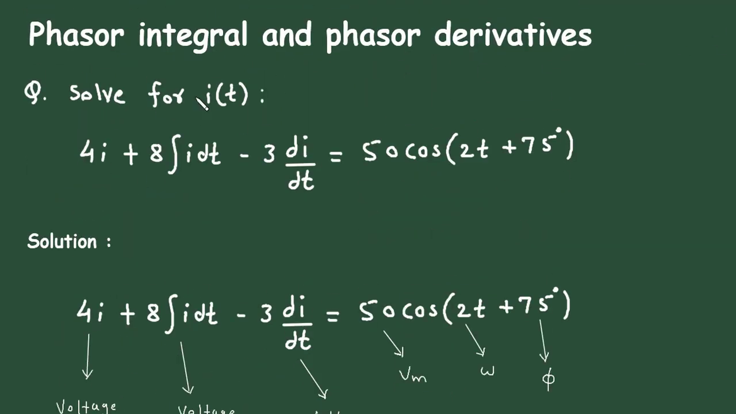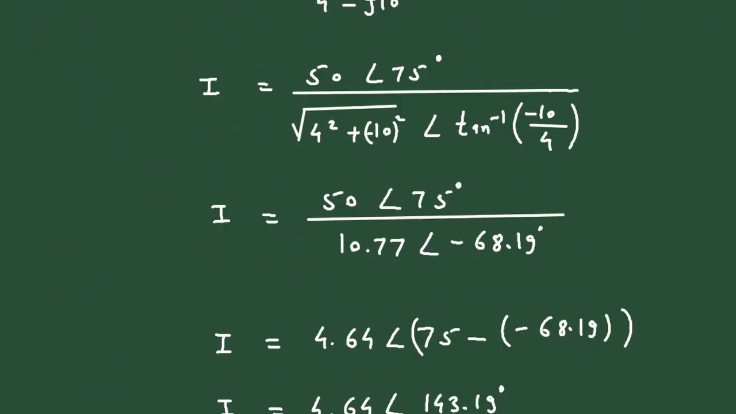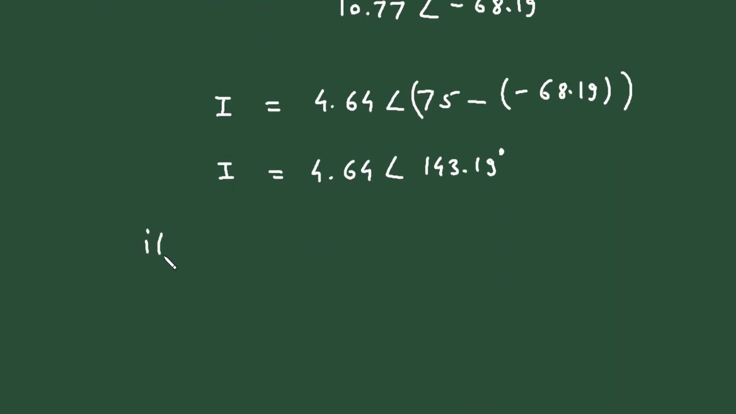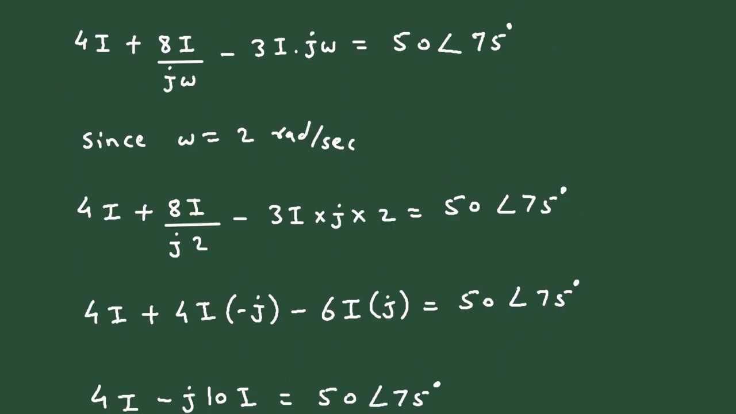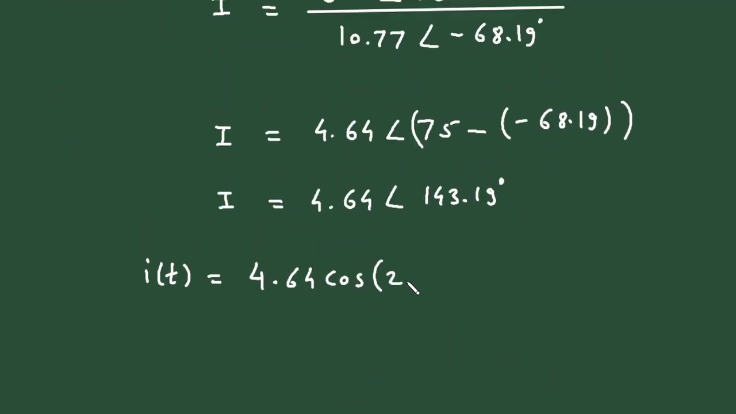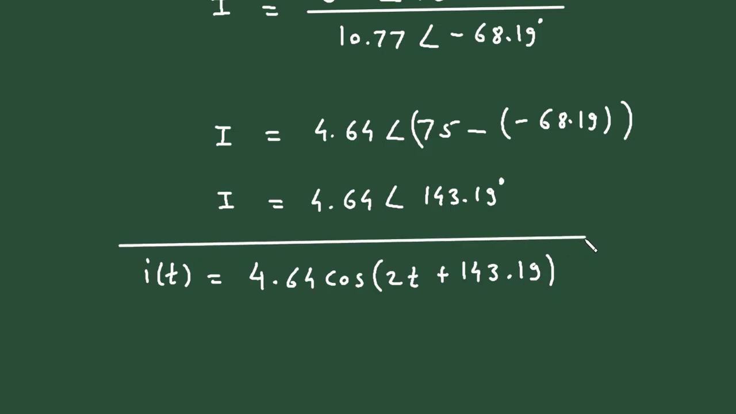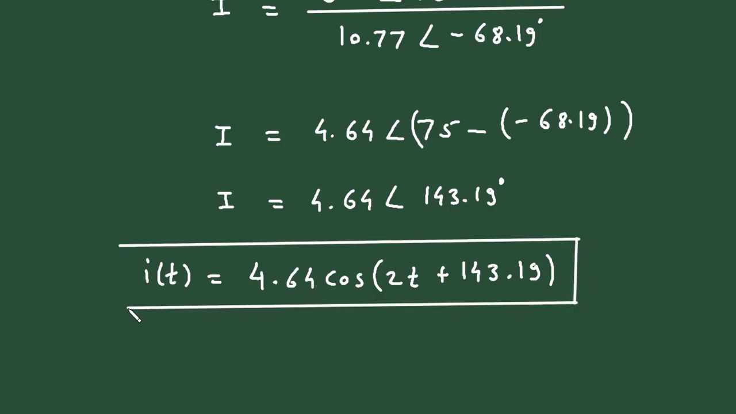We have to find i(t). So therefore i(t) is equal to 4.64 cos(omega t plus the angle). The value of omega is known, it is 2 radian per second. So here we can write 2t and the angle is plus 143.19. So this is the final answer for i(t).